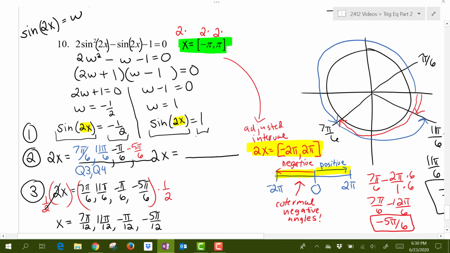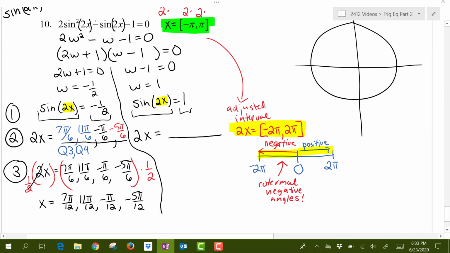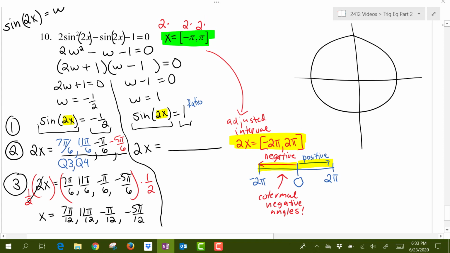Now let's go to the second equation. We have sine of 2x is equal to 1, and we're solving for 2x first. Alright, so the ratio is 1. We want to figure out, based on our unit circle, where do we have a sine ratio of positive 1? And that's up here at pi over 2. That's a quadrantal angle, so we don't have a reference angle family to think about. So we get pi over 2.